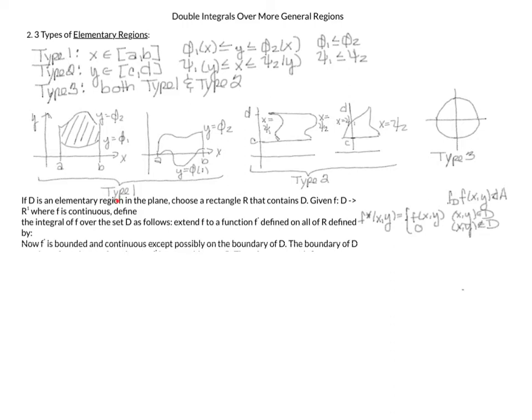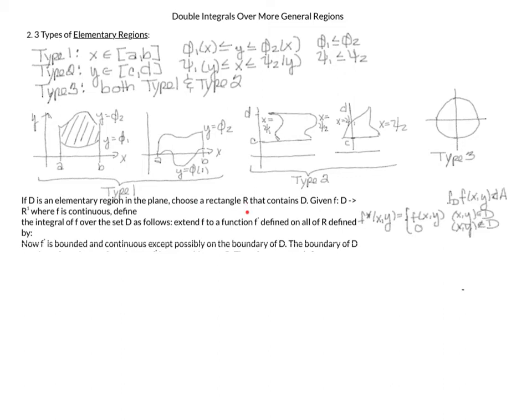We said if D is an elementary region in the plane, choose a rectangle that contains D. So again, if this is our domain, then we're going to choose some rectangle that basically contains D, something like this. Here we might choose this rectangle. So we have our function that goes from this D to R1, where f is continuous. Now we're going to define our integral over the set by extending f to a function f star.